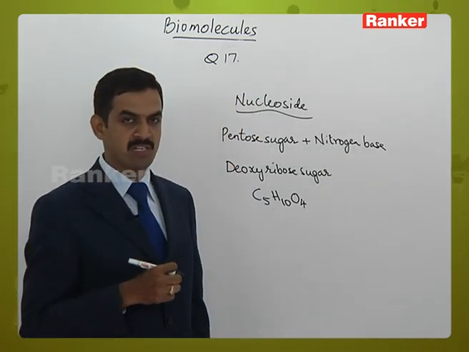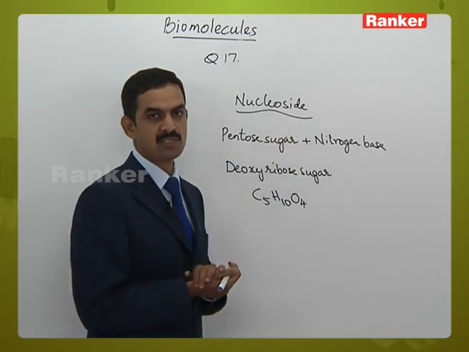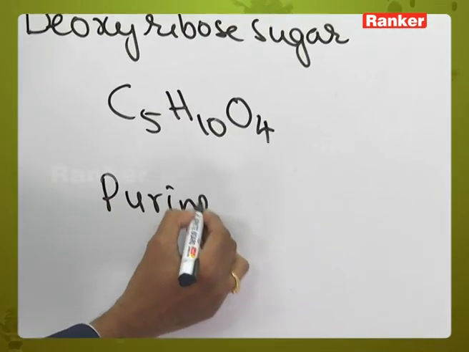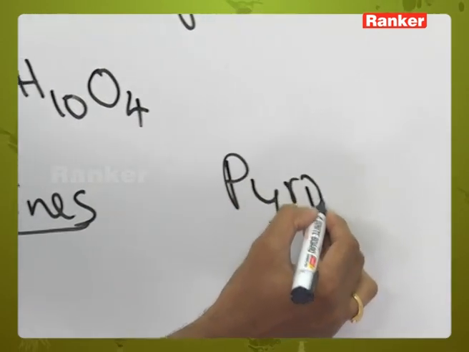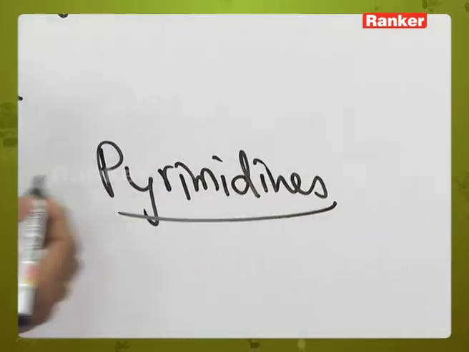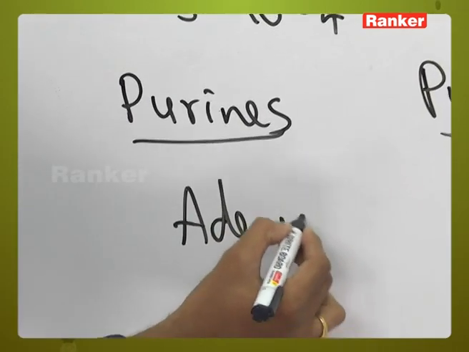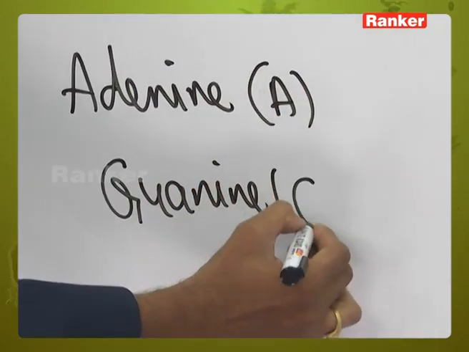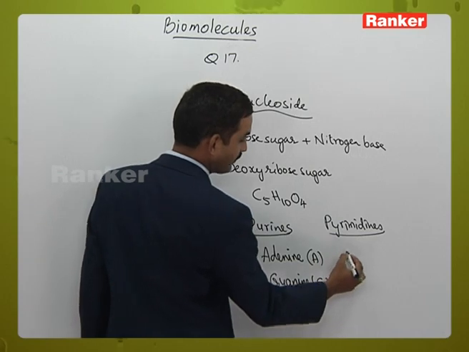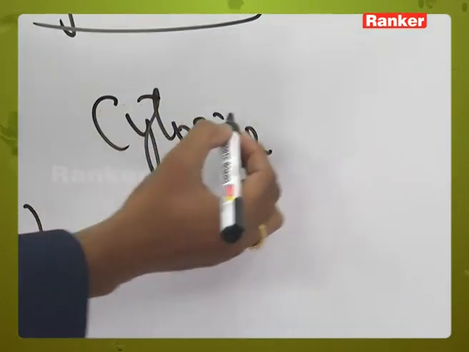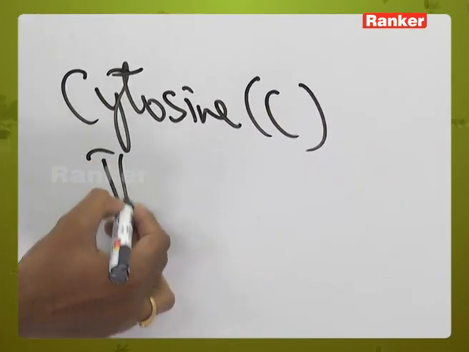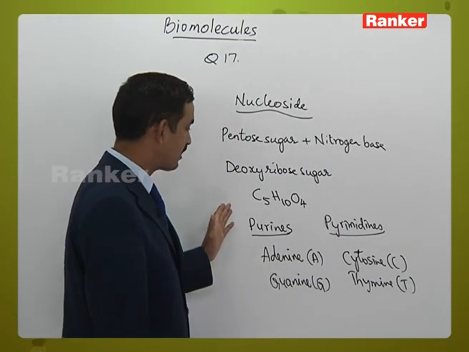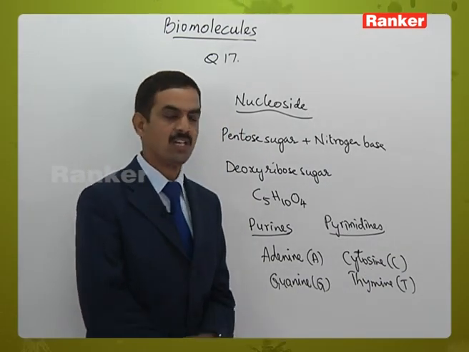Here how many types of nitrogen bases are there in DNA molecules? DNA contains 4 types of nitrogen bases. Out of them we know that 2 are purines and 2 are pyrimidines. Purines are adenine and guanine. They are represented as capital A and capital G. Then pyrimidines are cytosine, represented with capital C, and thymine, which is represented as capital T. So these are the 4 types of nitrogen bases which are present in the DNA molecule.